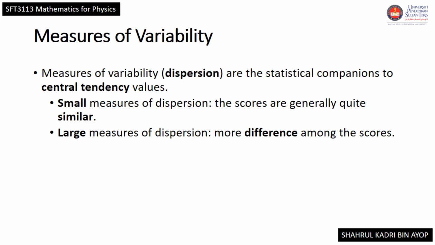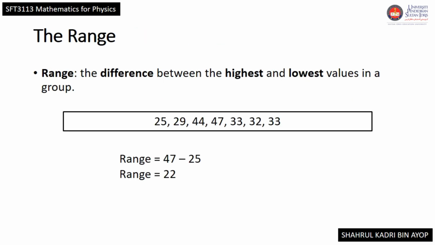Measures of variability or dispersion are the statistical companions to central tendency values. A small measure of dispersion means the scores are generally quite similar, while a large measure of dispersion means more difference among the scores. The first statistic for the measures of variability is the range. Range refers to the difference between the highest and lowest value in a group.